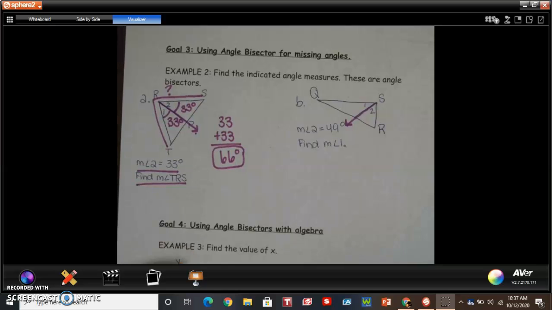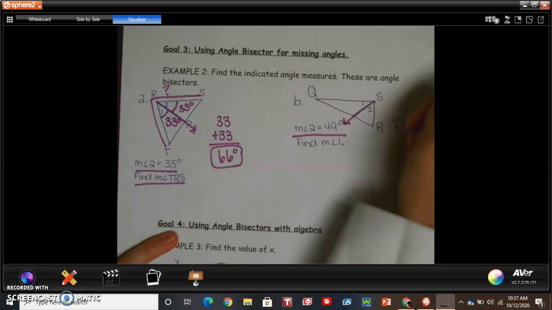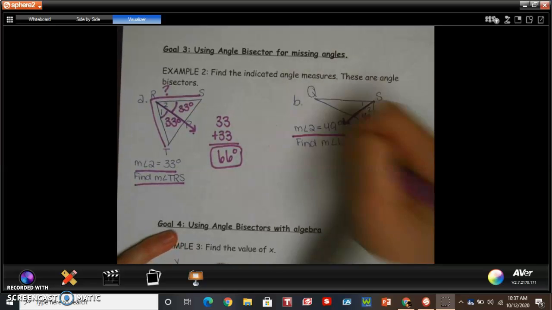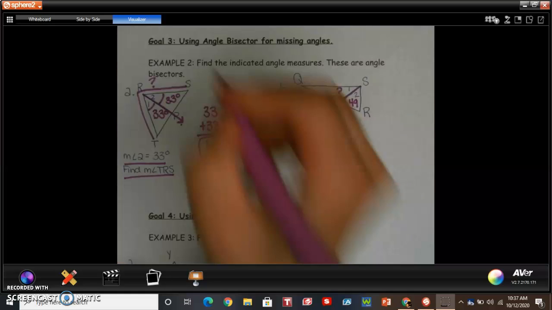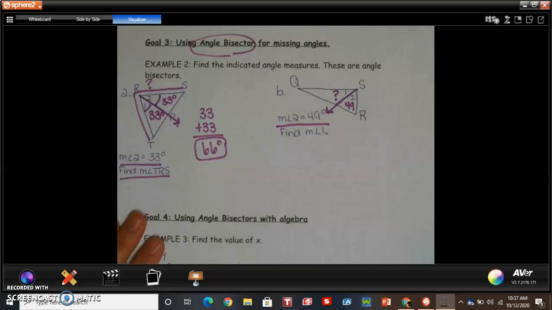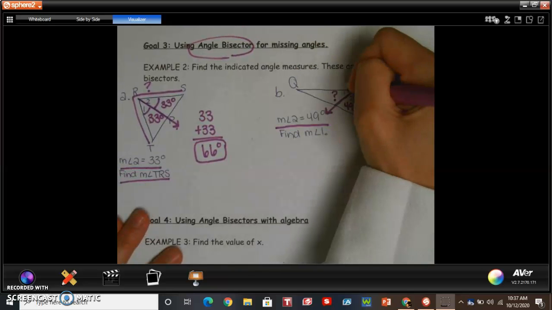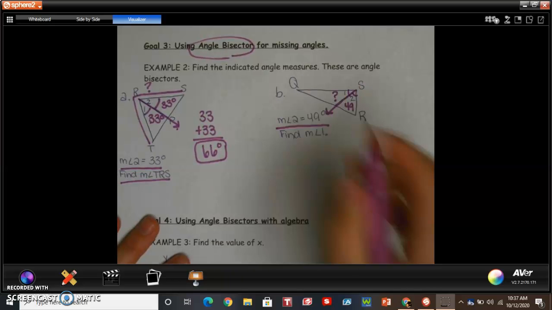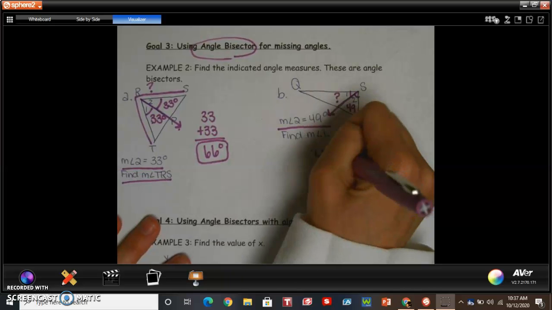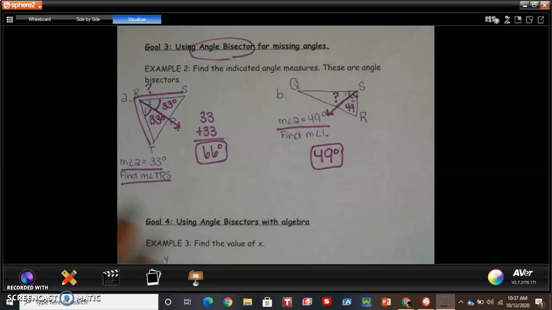All right, this time they tell us that the measure of angle 2 is 49, and they want to know what is the measure of angle 1. Well, remember, if this is an angle bisector, which it is, that means these are the same. So if 2 is 49, 1 is also 49 degrees. Ta-da! That's goal 3. Using angle bisectors to find an indicated angle measure.